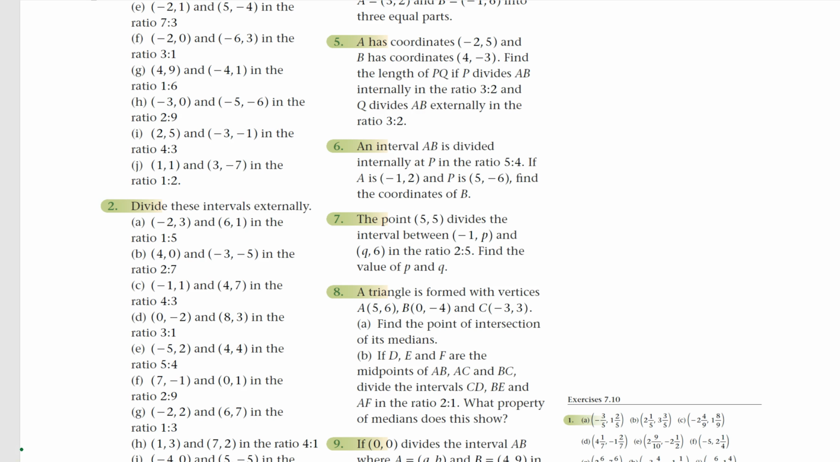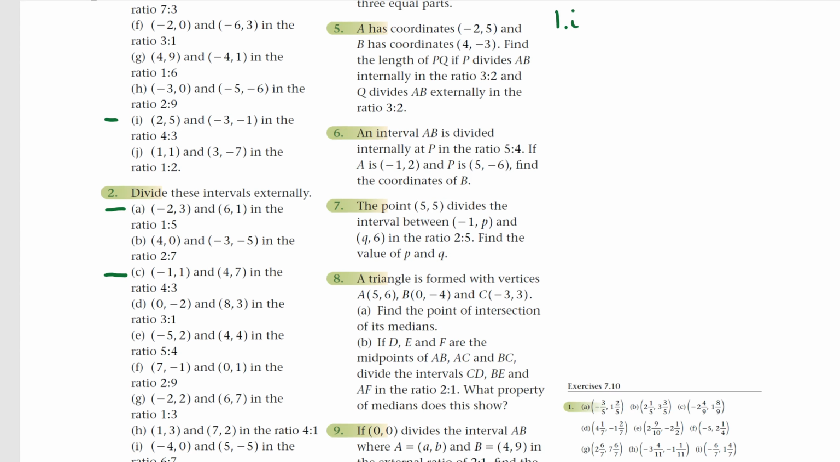So I will just do A and C from here. I do think you'll be right, or maybe I should do one of these as well. So if I do I, just because it's on the screen, where I'm dividing this interval internally in the ratio of 4 to 3.